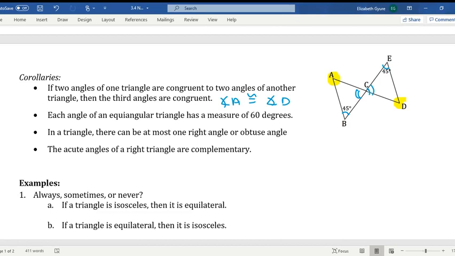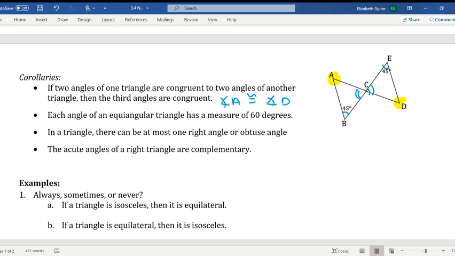The next one says, each angle of an equiangular triangle has a measure of 60 degrees. Because if it's equiangular, what does that mean about all the angles? They're congruent. And if a triangle has a sum of 180 degrees and you split that into 3 congruent parts, each one will have to be 60.